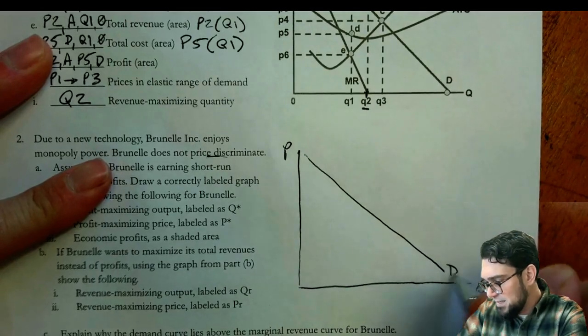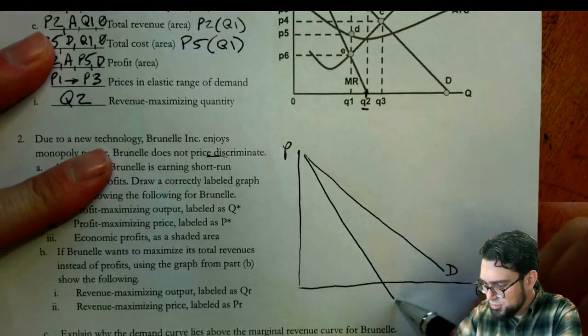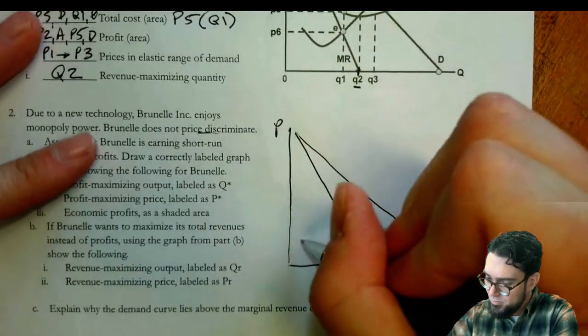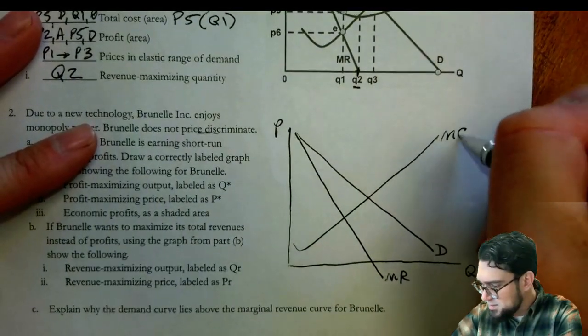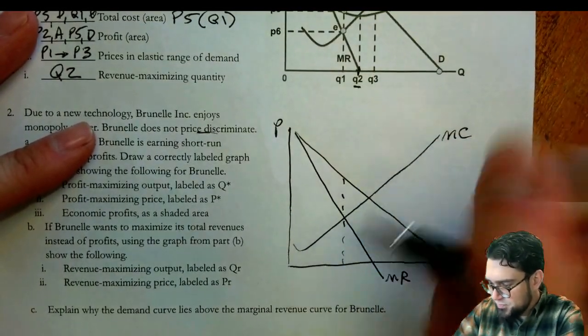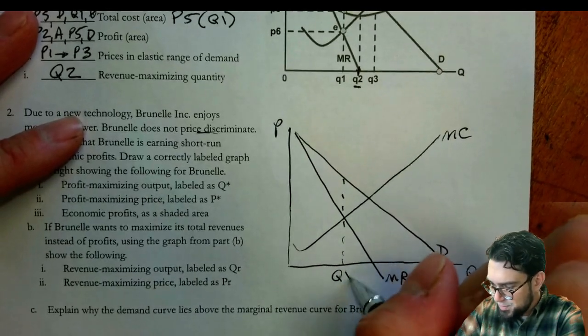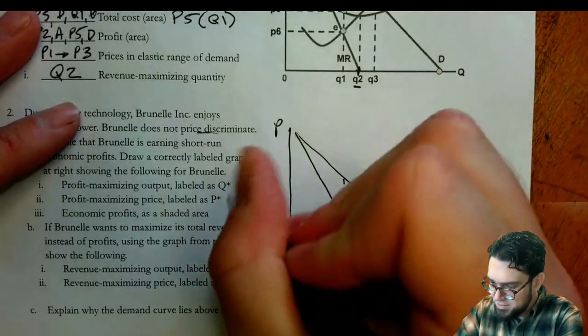So we have demand, and we have marginal revenue. We're going to draw an upward sloping marginal cost curve, and we can use that to determine the quantity that this firm is producing, which we are going to label Q star because it tells us to do that.